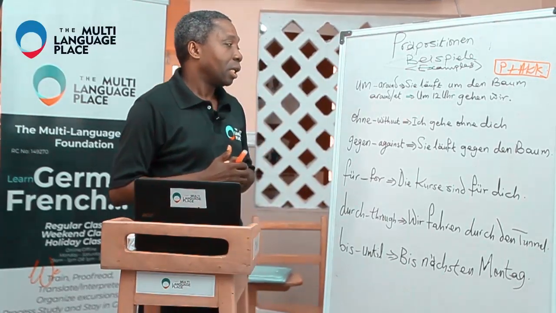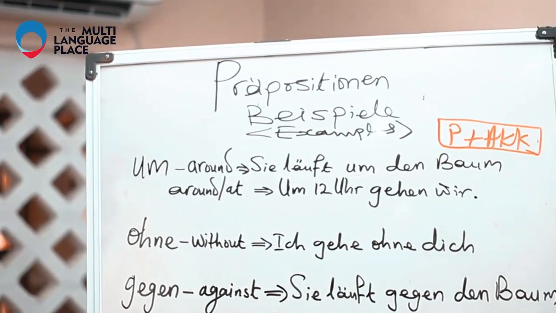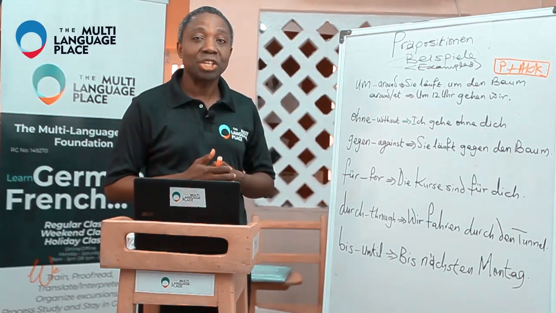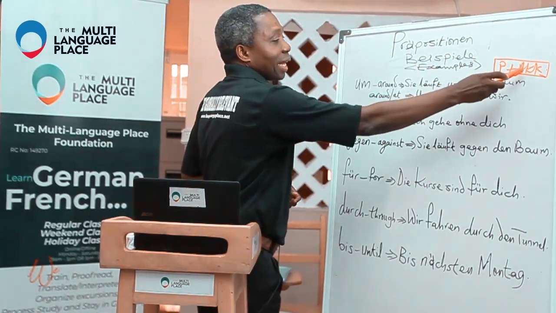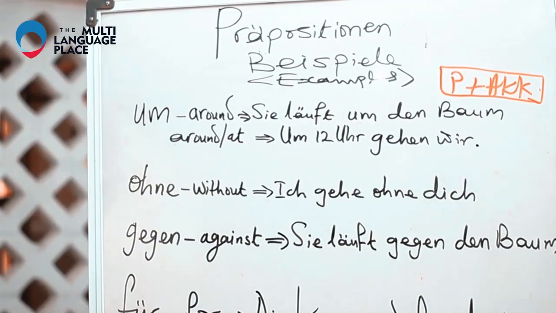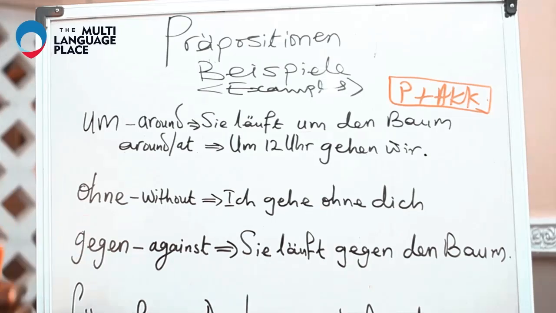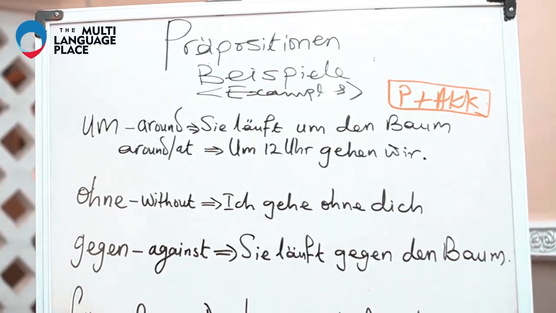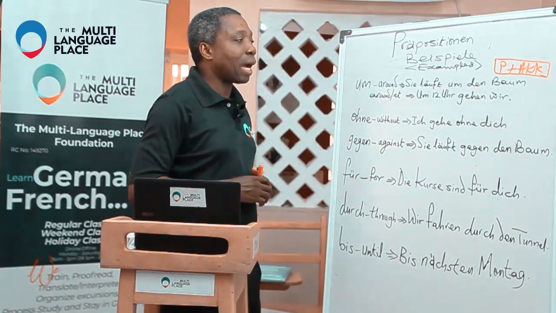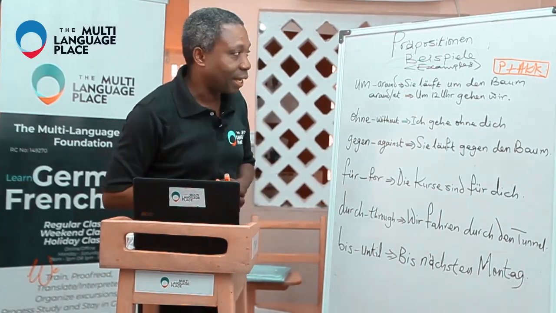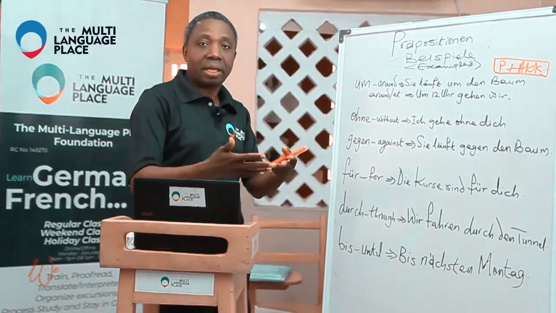So we want to continue now, and we have some examples where the prepositions are used. And then we're going to start with prepositions that go with accusative. That is the accusative case. We have accusative case, we have dative case, and we have both dative and accusative cases. So we are now on accusative case. That is the prepositions that take accusative.